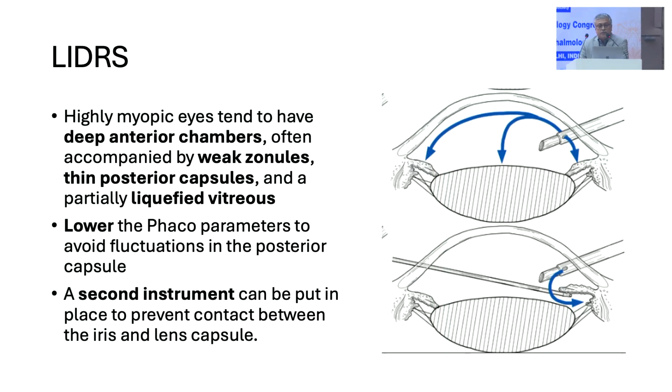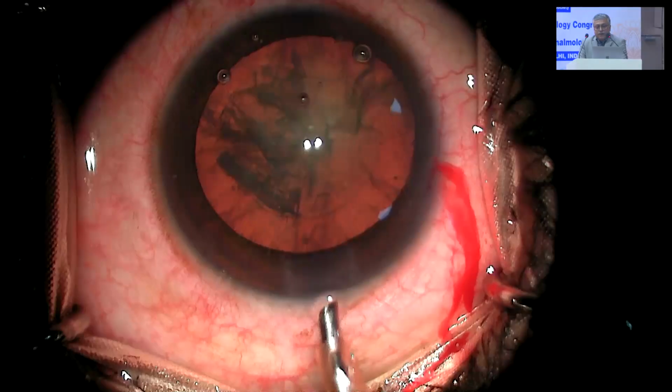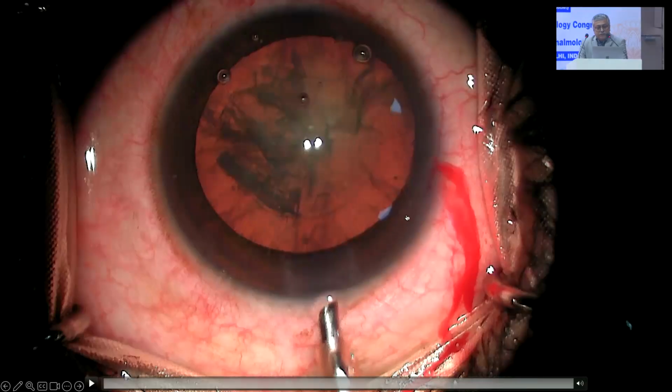Now coming to LIDRS, high myopic eyes tend to have deep anterior chambers, often accompanied by weak zonules, thin posterior capsules, and a partially liquefied vitreous. So you should lower the phaco parameters to avoid fluctuations in the posterior capsule. A second instrument can be put in place to prevent contact between iris, lens, and capsule. With newer machines, with active fluidics, this again becomes a cakewalk.